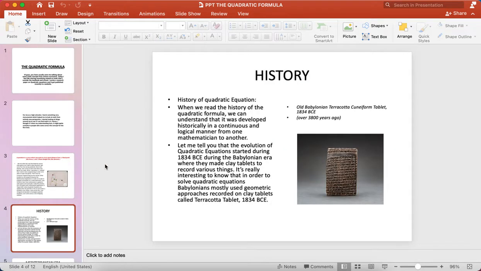So now, this is the history of quadratic equations. During 1834 BCE, during the Babylonian era, they made clay tablets to record various things. It's really interesting to know that in order to solve quadratic equations, Babylonians used geometric approaches recorded on clay tablets called the terracotta tablet.